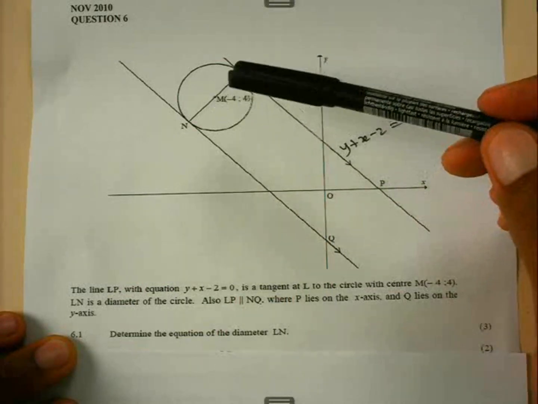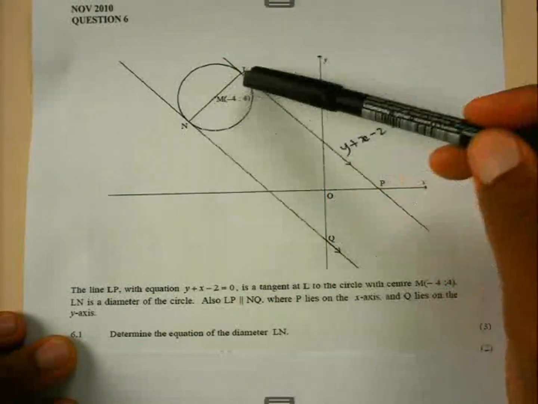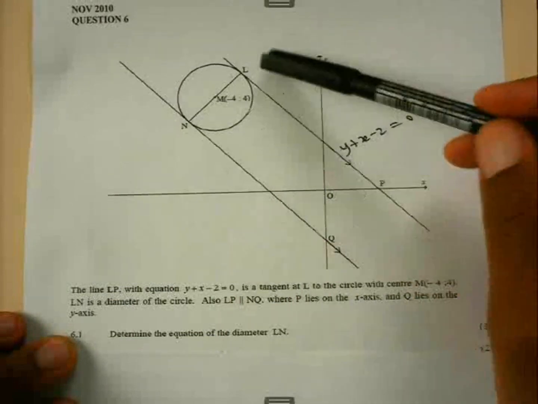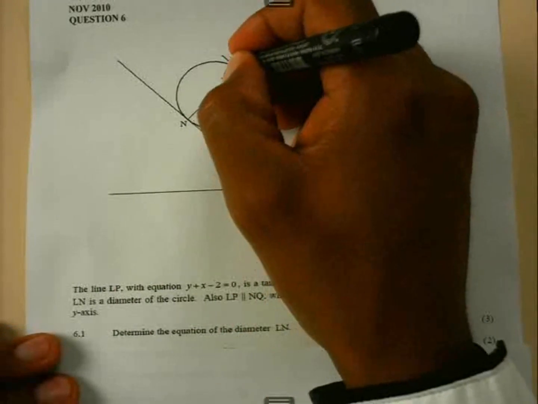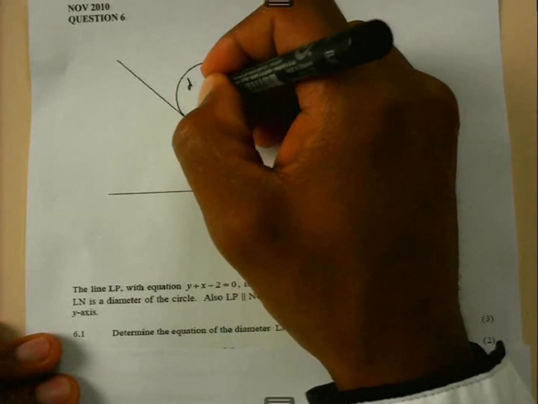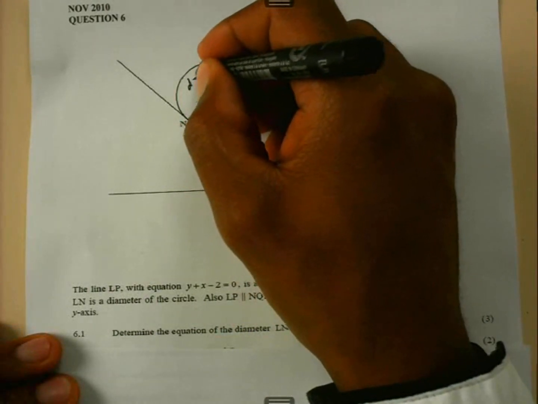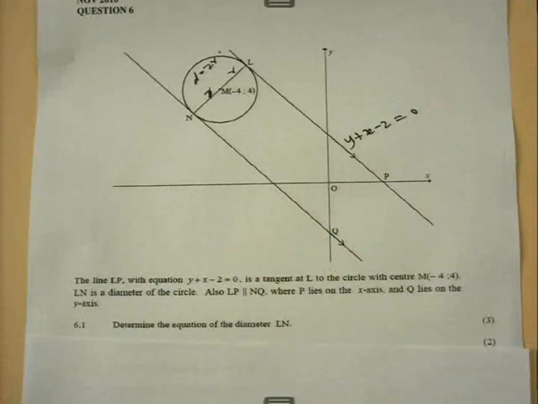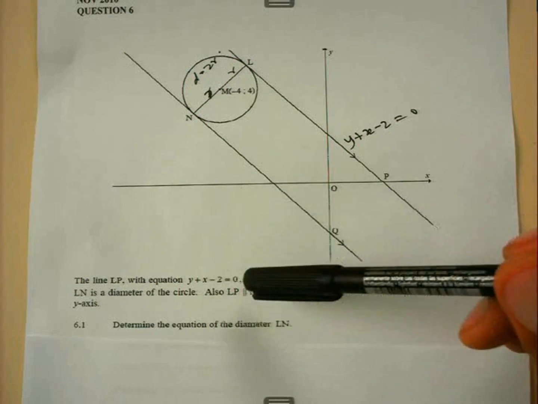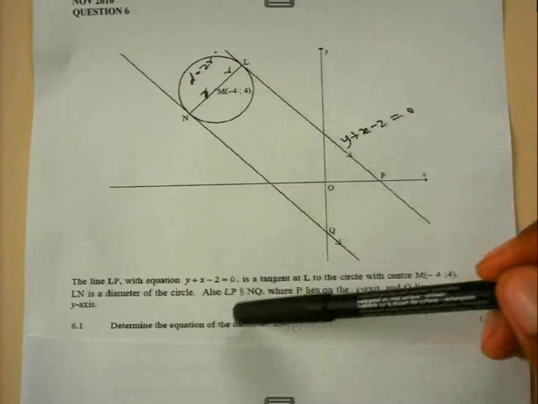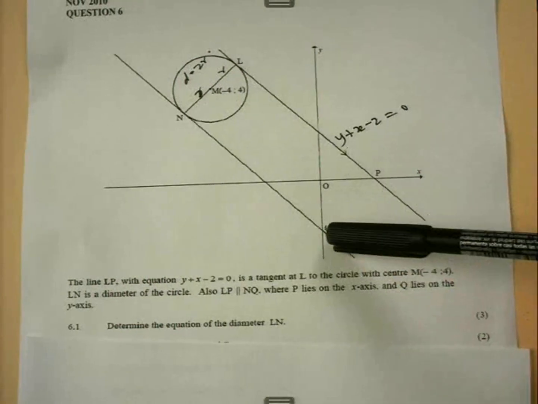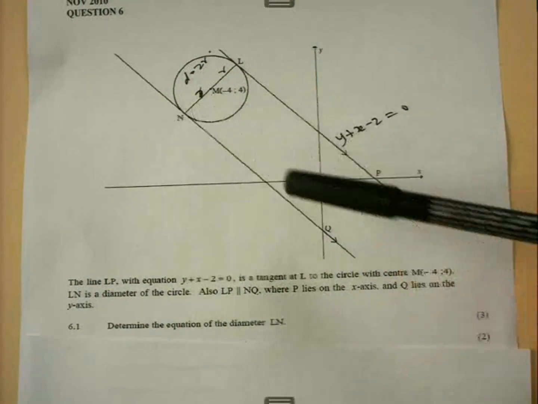And also, LN is what? LN is the diameter. Now you remember the diameter is twice r, so the diameter is equal to 2r. Very important, right? Now from here we can go on to say they also said LP is parallel to NQ. LP is parallel to NQ.